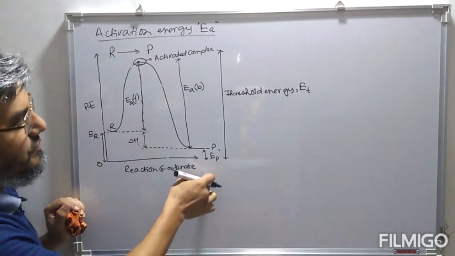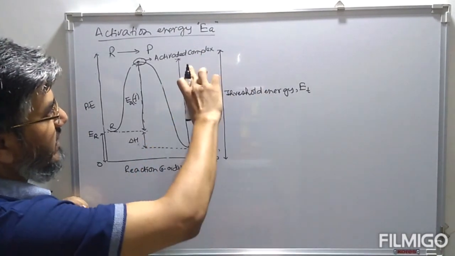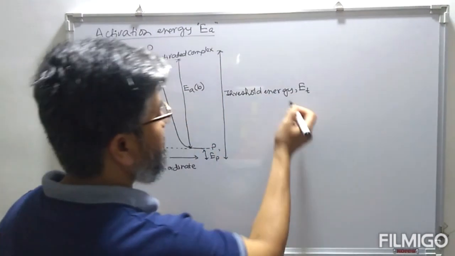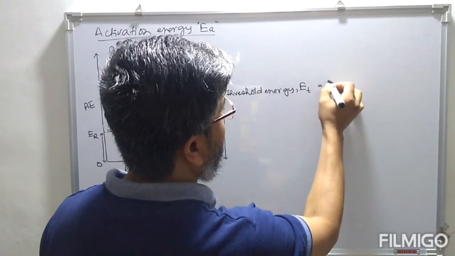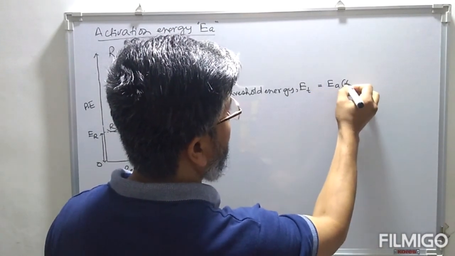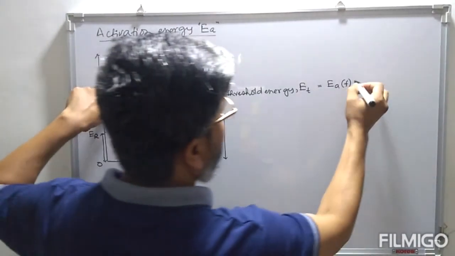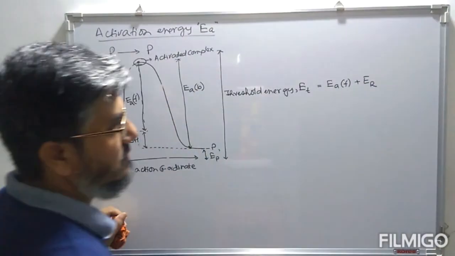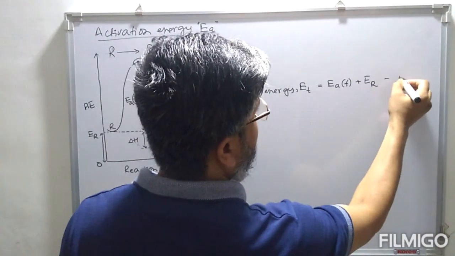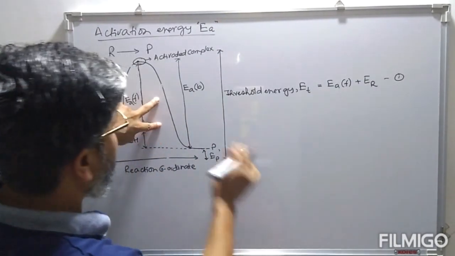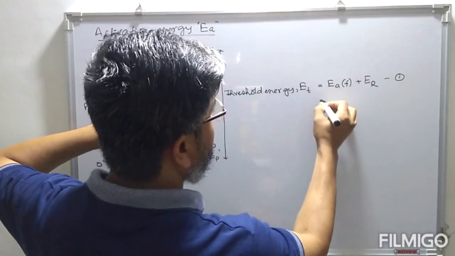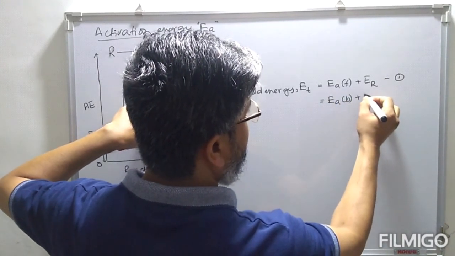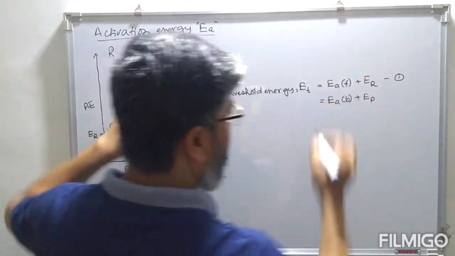So look at this graph. Threshold energy is the activation energy plus the energy of the reacting species. So this threshold energy can be defined as the activation energy of the forward reaction, looking at this, plus the energy of the reactant. Or this threshold energy can also be defined in terms of the activation energy of the backward reaction. So this is the activation energy of the backward reaction plus the potential energy of the product P.